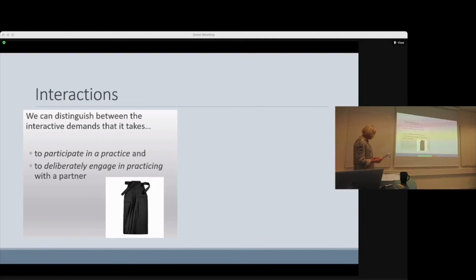First of all, we can think of interaction as taking place on different levels at the same time when engaging in couple-based activities. That is, we can distinguish between the interactive demands that it takes to participate in a practice, and then also the interactive aspects that it takes to deliberately engage in practicing with a partner. So if we take the martial art form of aikido, definitely, and that's also why it's a very good case.